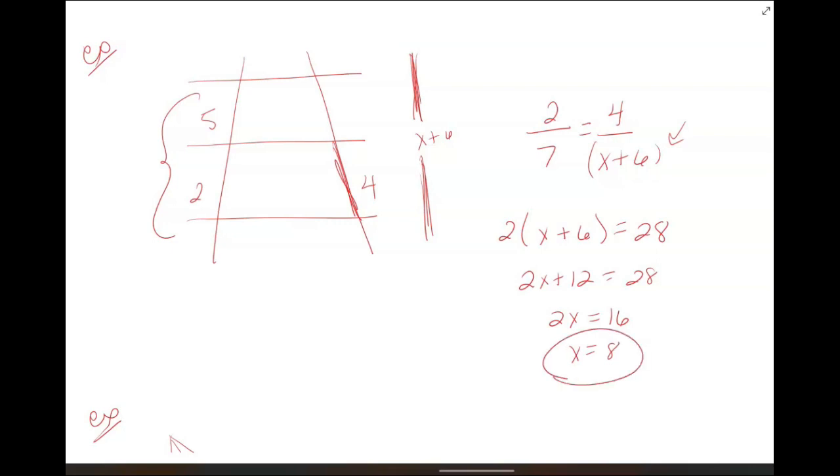Hopefully that's making sense. If we needed this guy, then we could have just set up 2 is to 5 as 4 is to whatever that guy is. But since it's asking us for the whole thing, then we have to match up those corresponding pieces the best we can.